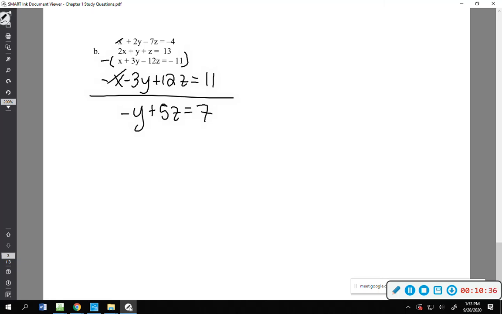Alright, I don't know. I guess I'm going to use the first and the second. It doesn't matter. You just can't use the first and the third again. So first and the second, I'm going to multiply the top equation by negative 2. So I get negative 2x minus 4y plus 14z equals positive 8. And then I'm going to just copy down my second equation. 2x plus y plus z equals 13.